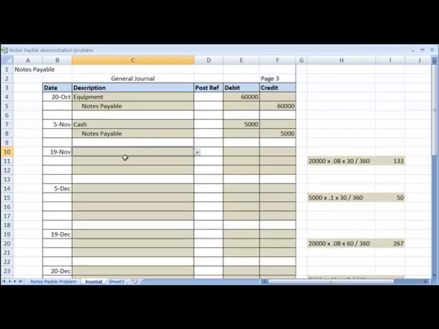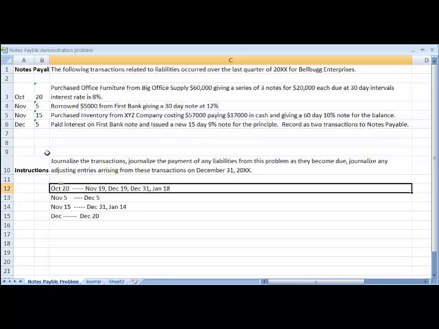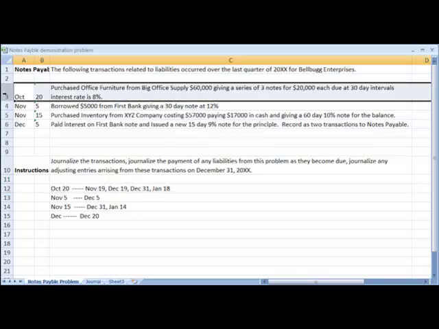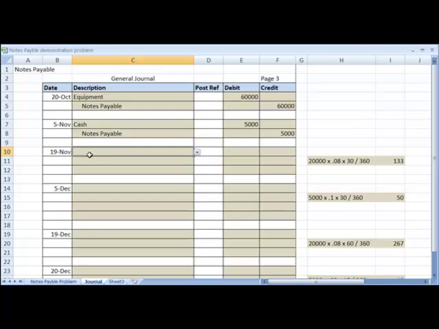On November 19th comes our first, right here is the date we're dealing with, of this transaction right here when we purchased the office equipment with a series of notes. The first of the 30-day notes is due the November 19th date. And so what we're dealing with here is we're getting rid of one of our notes payable, and we have to calculate some interest expense that we've incurred.